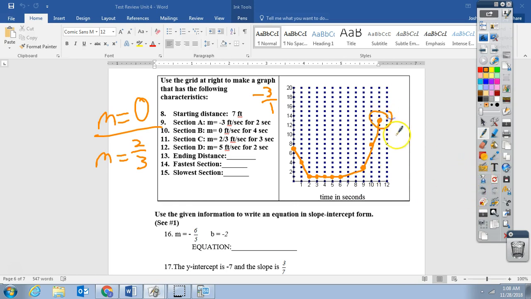That means here is where I end. What's the distance? 13 feet. What's the fastest section? The last section we just did, 5 feet per second. That is section D.